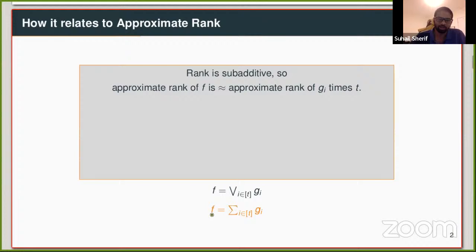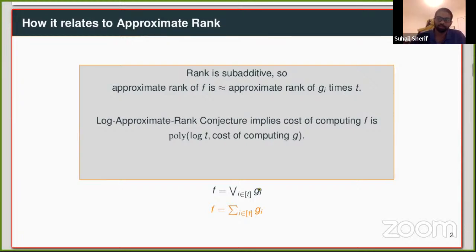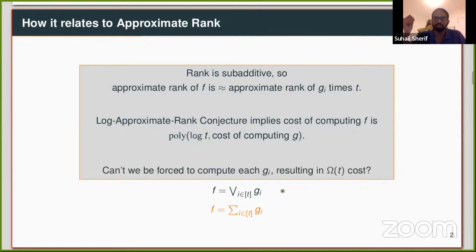So the approximate rank of f would be approximately the approximate rank of g times t, because we're adding t of them. And what the log approximate rank conjecture would say would then be that the cost of computing f would be polynomial in the logarithm of t and the cost of computing g. But now one might ask, can't you choose your GIs such that you're forced to actually compute each of the GIs. If you can do this, you would have omega t cost instead of polylog t. And this isn't always possible.